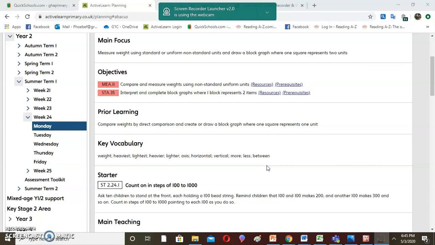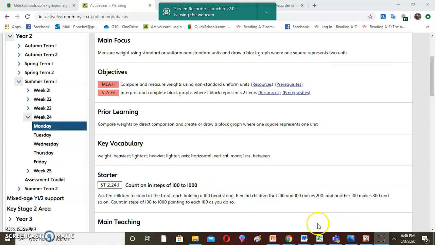Before we start, can we count? Can we count to 1,000? You're going to count as you clap. 100, 200, 300, 400, 500, 600, 700, 800, 900, 1,000. Can you do it again? 100, 200, 300, 400, 500, 600, 700, 800, 900, 1,000.